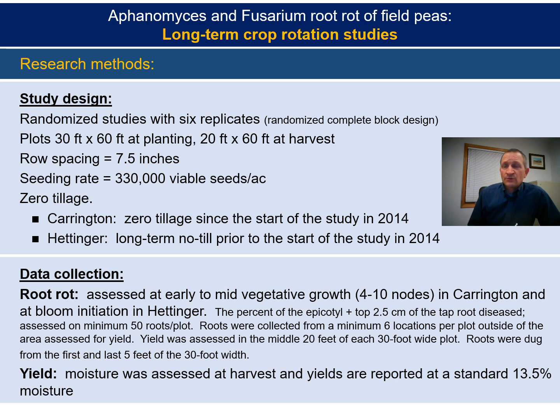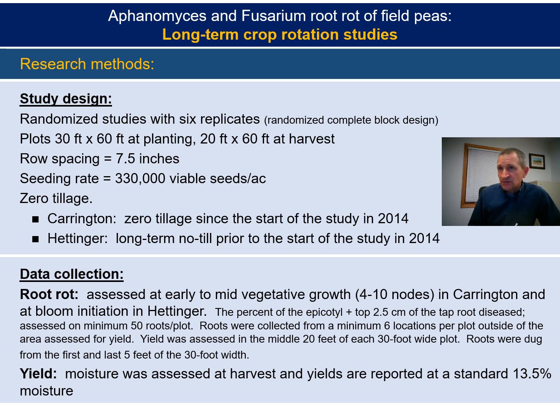We did two sets of studies. What I'd like to talk about first are long-term crop rotation studies that we have been conducting in Carrington in east central North Dakota and in Hettinger in southwestern North Dakota since 2014. These are large plot studies, 30 by 60 foot at planting. We only assess yield in the middle 20 feet of that 30-foot width. Normal seeding rate and row spacing for peas.